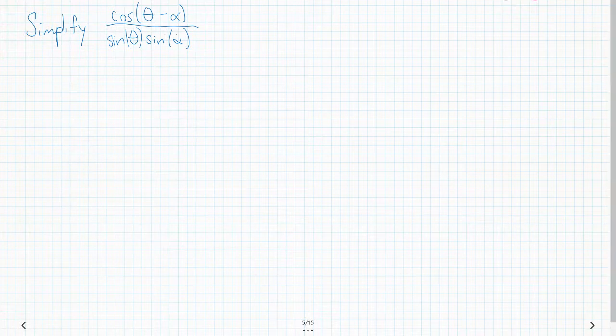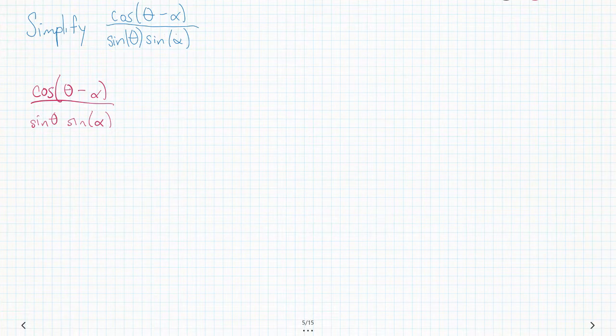And so if you recall, let me write down the first one, cosine of theta minus alpha, over sine of theta, sine of alpha. Notice you can't really break down sine of theta too much more. You can't break down sine of alpha. We will have cases where we'll be able to break down. If I had sine of theta, cosine theta, that'd be something different. But in this case, the main thing that we have a formula for thus far is cosine of theta minus alpha.